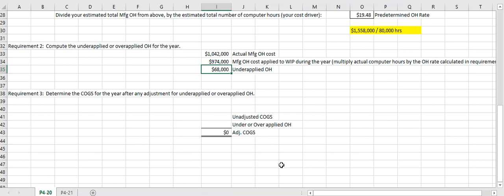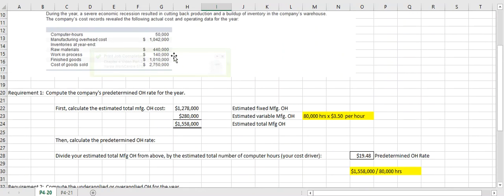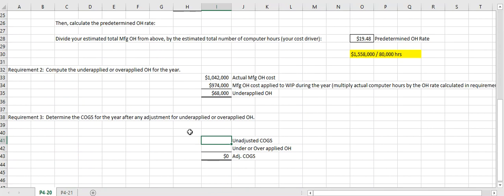Right, now requirement 3 says determine the cost of goods sold for the year after adjustments for overapplied or underapplied overhead. So we have an unadjusted cost of goods sold. And that comes from up here from those actual amounts. So we've got a cost of goods sold right here, $2,750,000. And we've got either our underapplied or our overapplied overhead. So that was $68,000. And that was actually underapplied.